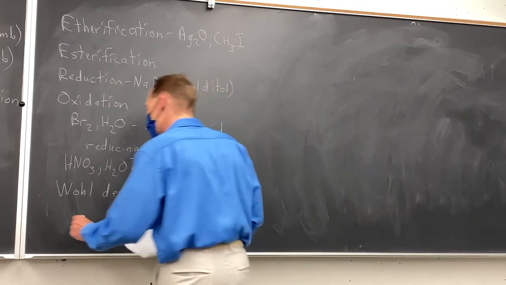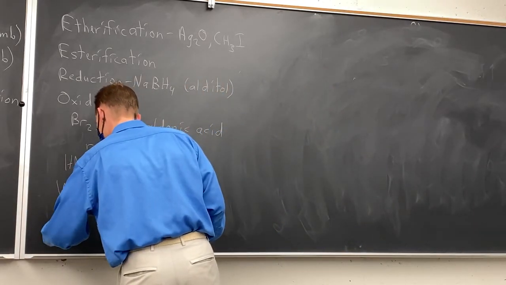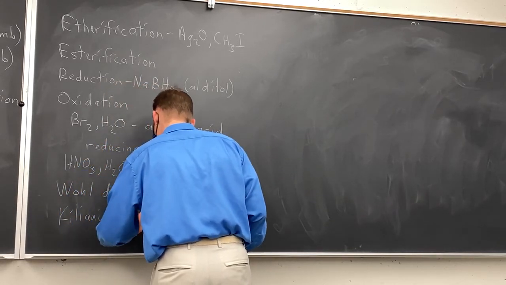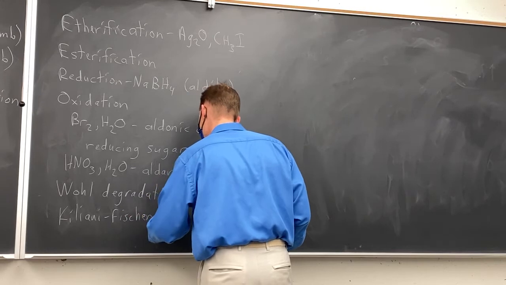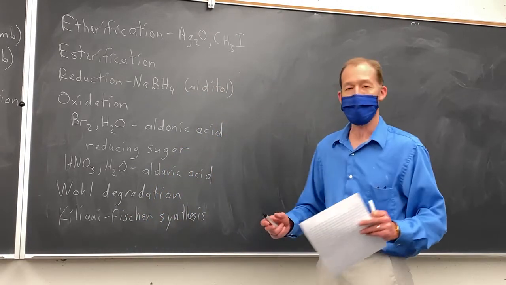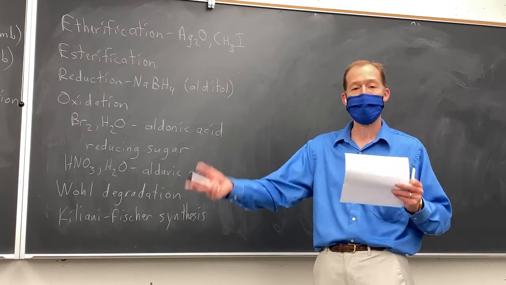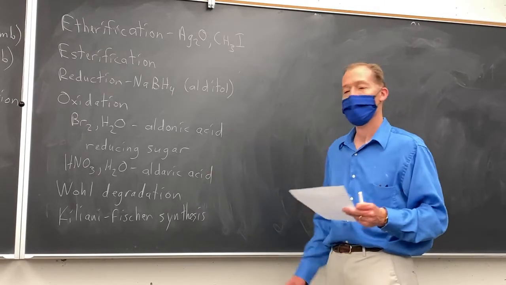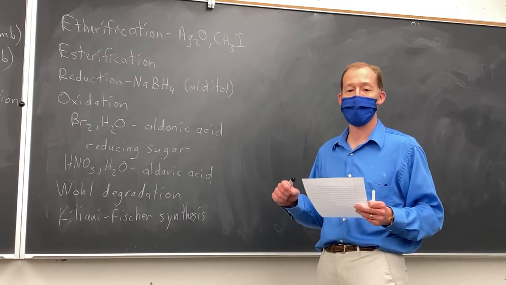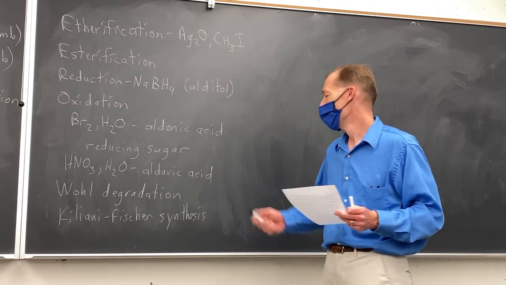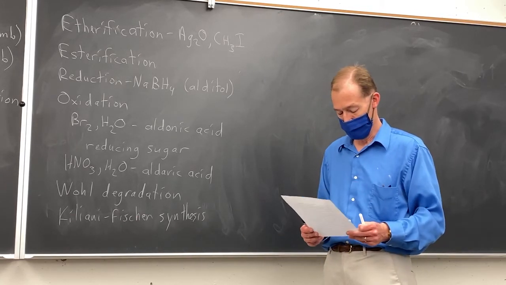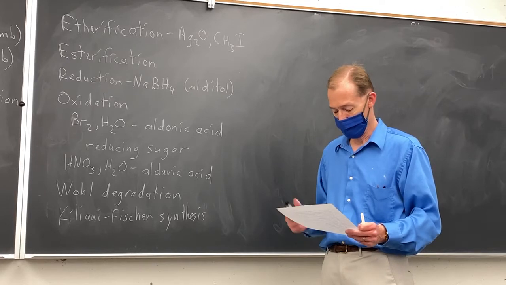And then we have the opposite process, the Kiliani-Fischer synthesis, a three-step process that also goes through a cyanohydrin intermediate, but we use that intermediate to add a carbon to the chain. And so in that case, C1 of the original sugar becomes C2 of the new sugars, and we generate a pair of C2 epimers in a Kiliani-Fischer synthesis.